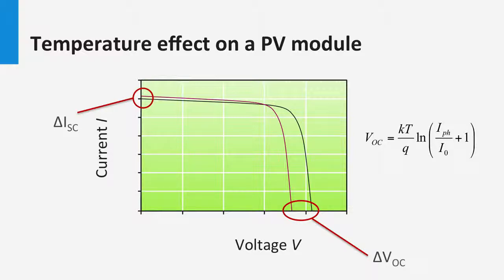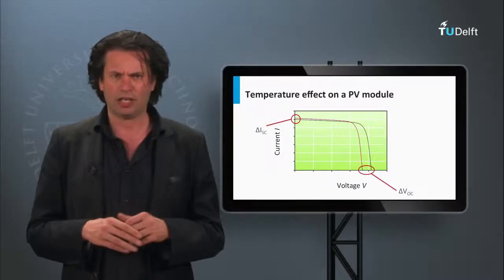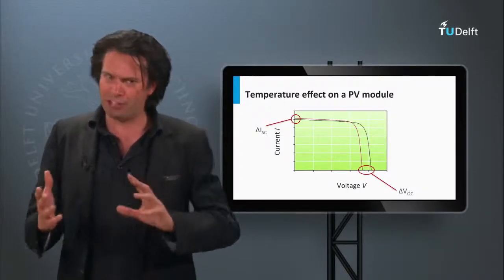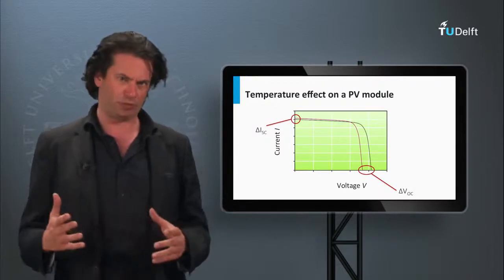The magnitude of reduction varies inversely with the open circuit voltage. This means that cells with higher open circuit voltage are less affected by the temperature than cells with lower open circuit voltage. This means that a solar cell based on crystalline silicon with an open circuit voltage of 650 millivolts will be more affected than an amorphous silicon solar cell with an open circuit voltage of 850 millivolts. So now you have an idea of the effect of temperature on the PV output.